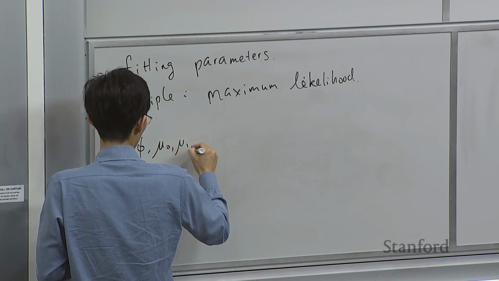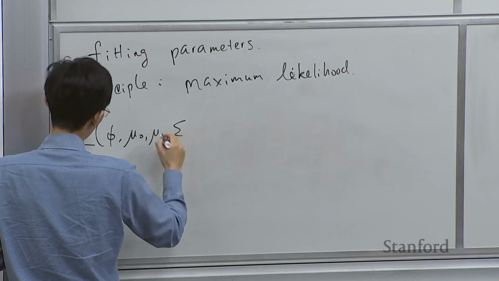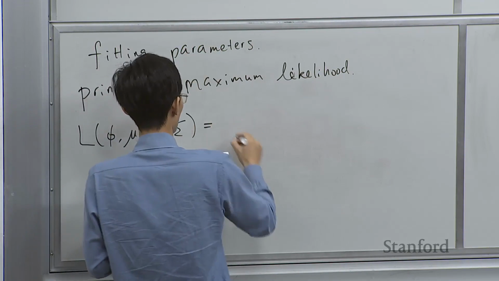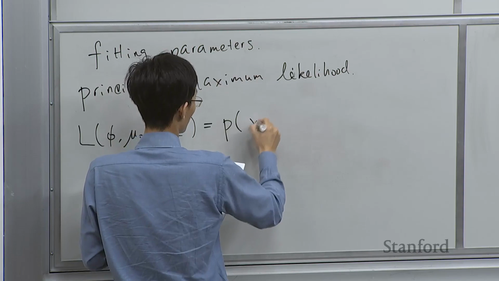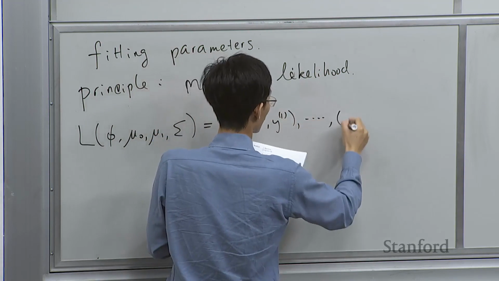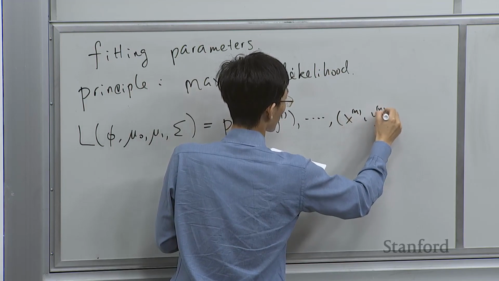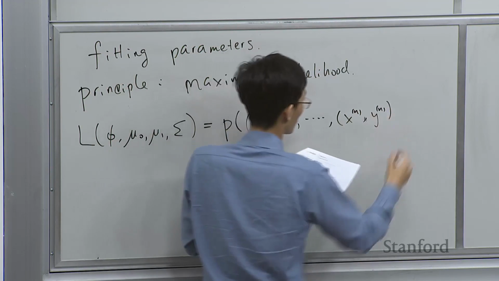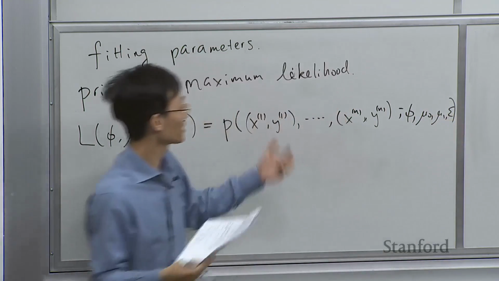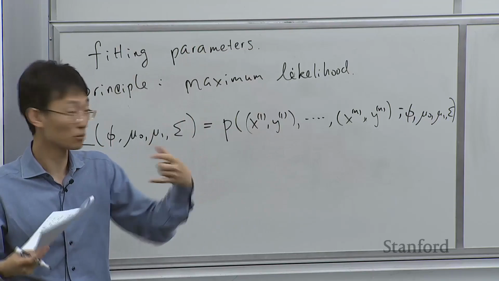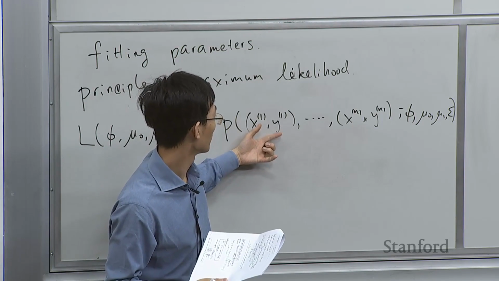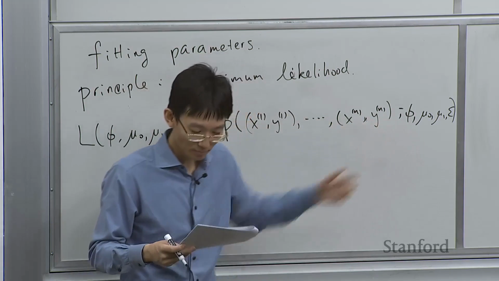So if you have these parameters, phi, mu1, mu0, mu1, sigma, you can define the likelihood of these parameters. This is the chance of seeing all your data given the parameters. So you hypothetically think that all the data are generated from this distribution, and you look at what's the density of your data under these parameters.